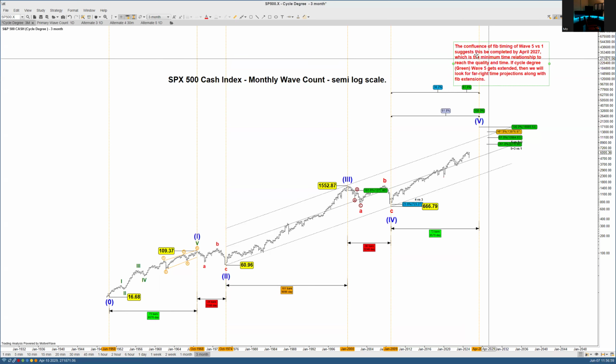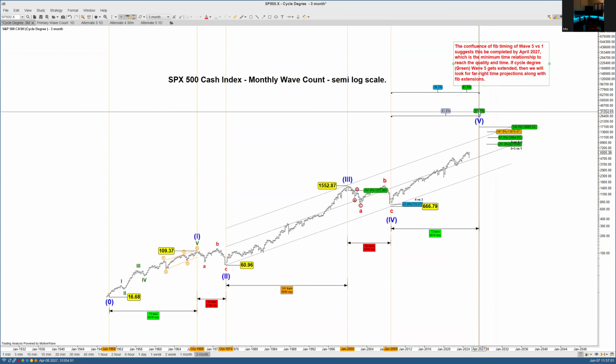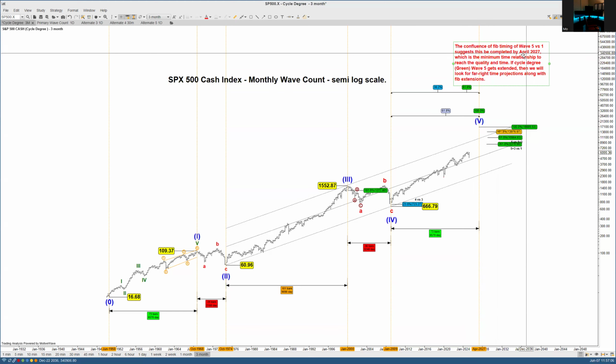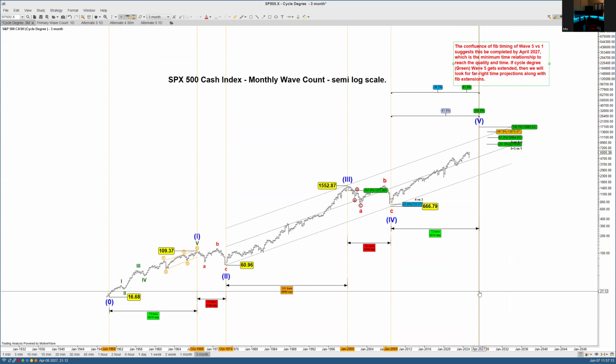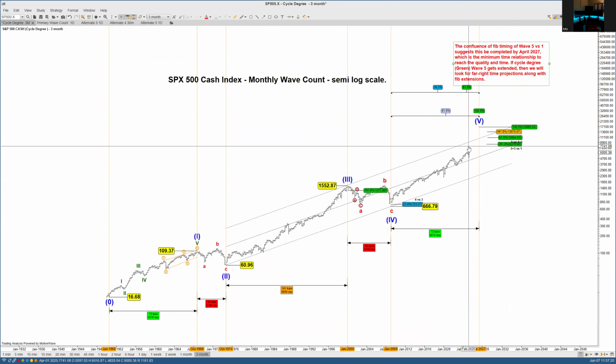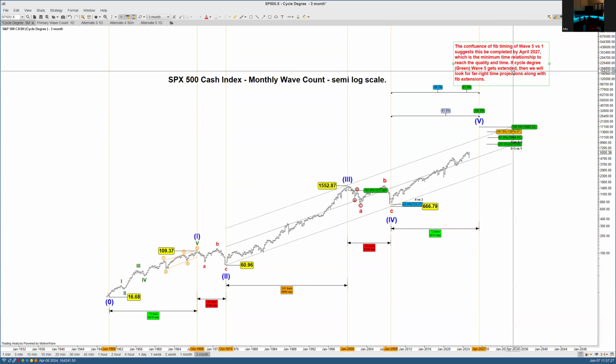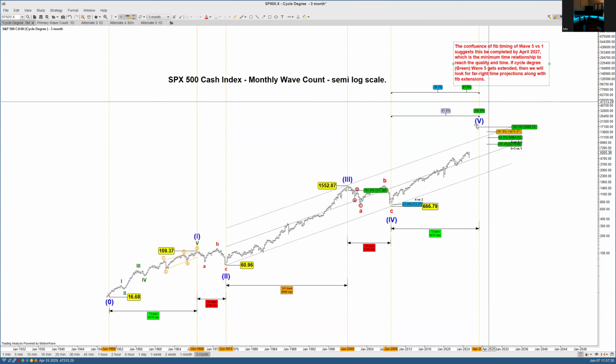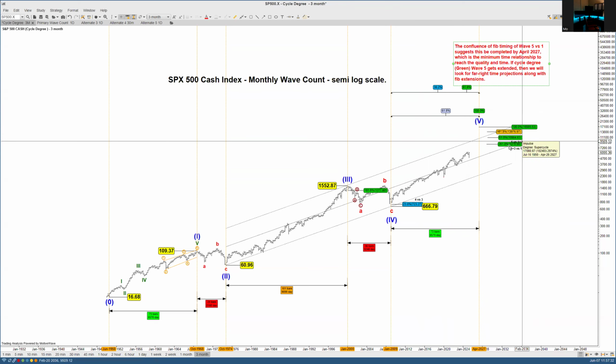It says right there the confluence of fib time, which I have here, 100%. The 100% 5 versus 1 suggests this to be completed by April 2027. Right there. That should be a minimum time frame for this to satisfy a wave 5. Okay? Minimum. If the 5 gets extended, then we will look for a far right projection. Then I'll run some time here on the side.